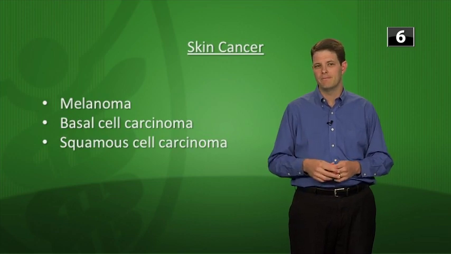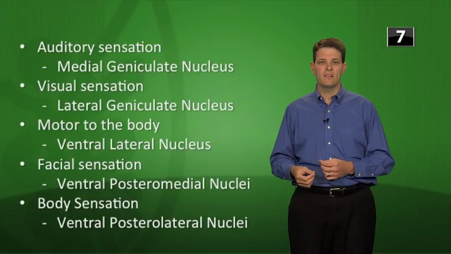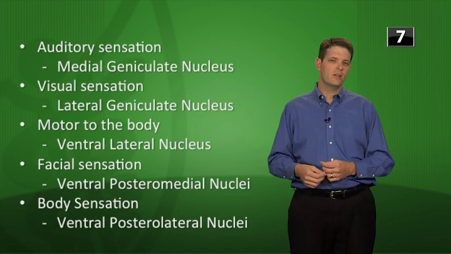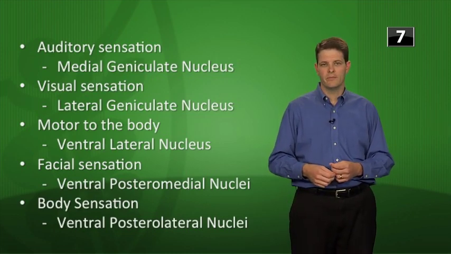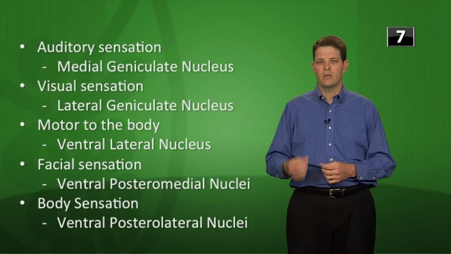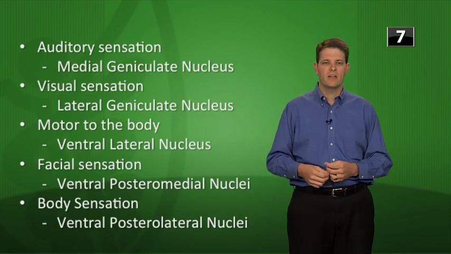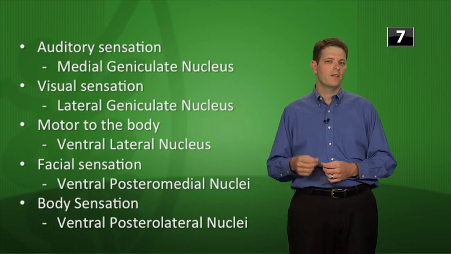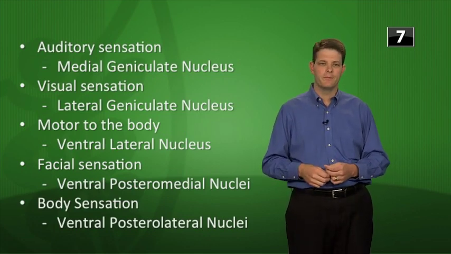Next, the thalamus is a relay station that conducts signals to and from the brain. Which thalamic nuclei are the relay stations for each of the following body sensations or activities? So auditory sensation, it's the medial geniculate nucleus. Visual sensation, it's the lateral geniculate nucleus. Motor to the body is the ventral lateral nucleus. Facial sensation is the ventral posteromedial nuclei. And body sensation is the ventral posterolateral nuclei.